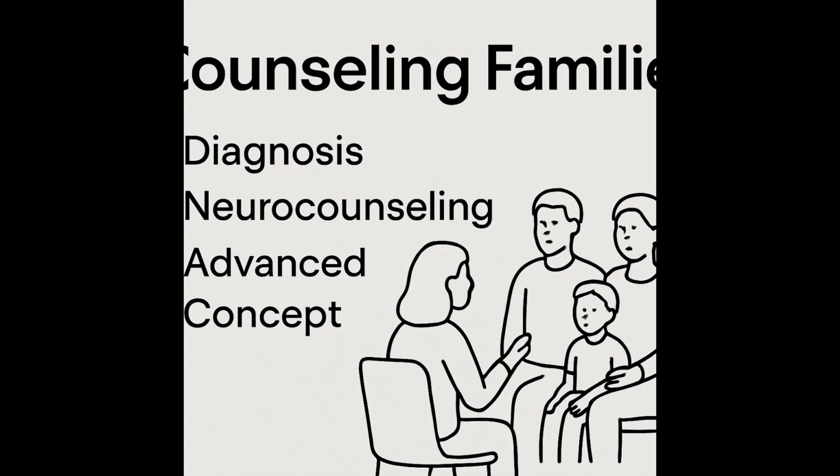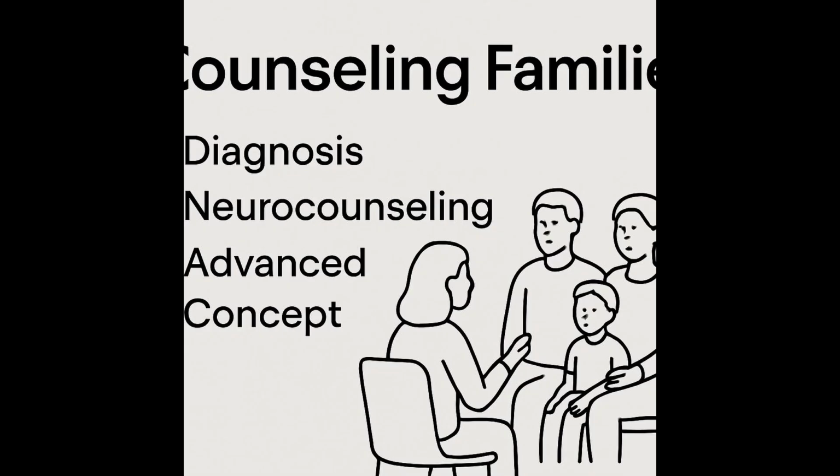Key concepts. 1. Objects and object relations theory. Objects are not just physical things. They're people or relationships that are important to us. For example, a parent, a sibling, or a close friend can be considered an object.